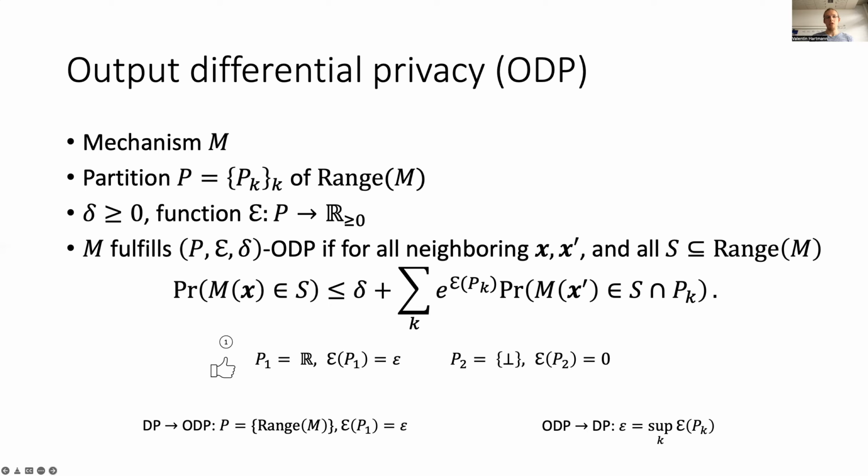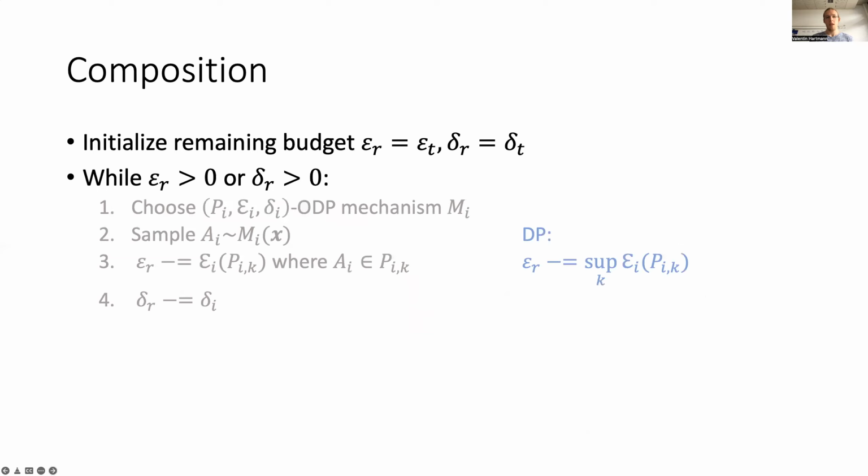Now that we have the definition of output differential privacy, we can use it to improve the utility of DP mechanisms. This is possible in a setting where we compose multiple mechanisms. We have a total privacy budget of epsilon t and delta t. We want to spend this budget in multiple mechanism invocations.